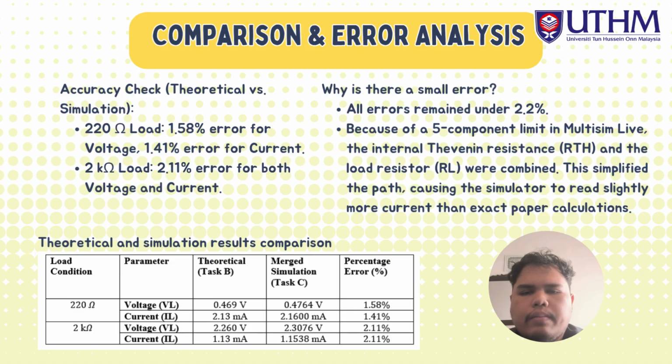The minor discrepancies mainly originate from software limitations, specifically the 5-component limit in Multisim. To satisfy the limitation, certain components had to be combined, which slightly altered the current paths and produced small deviations from the theoretical values.